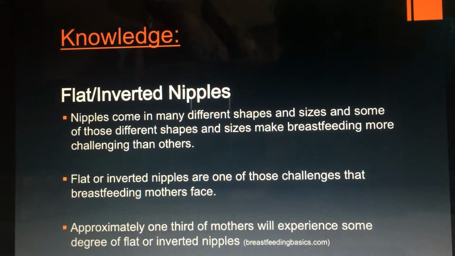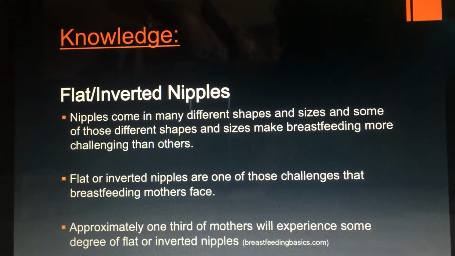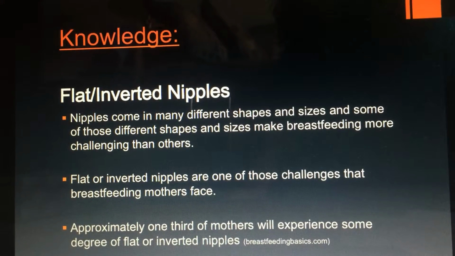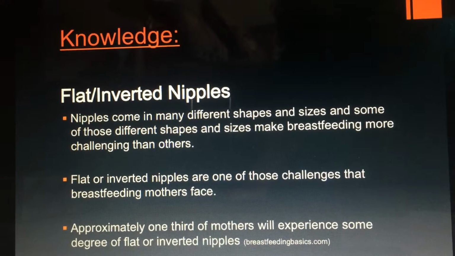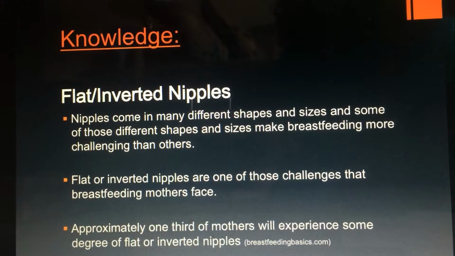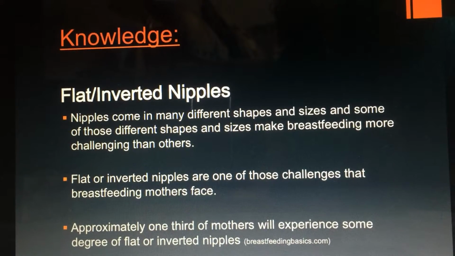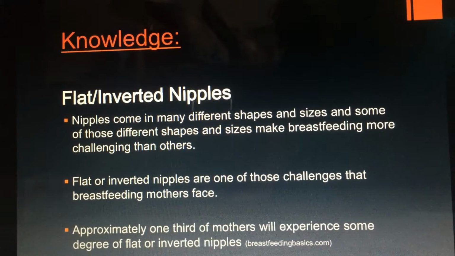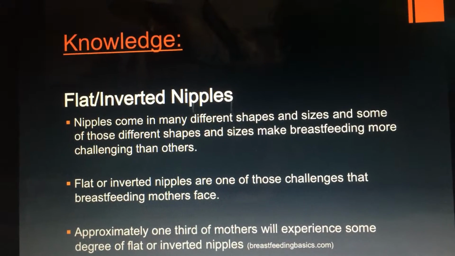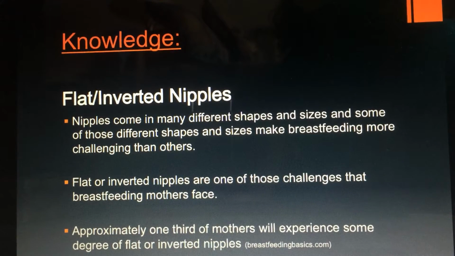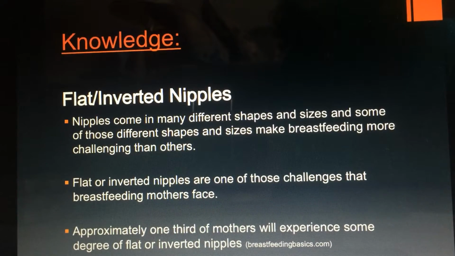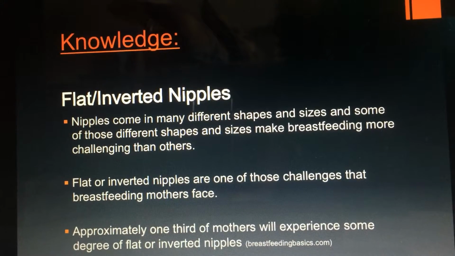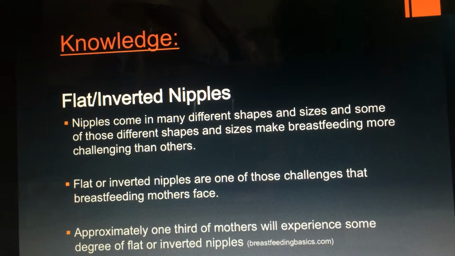The first step in this process was gathering all the knowledge I could around the topic. I first looked at flat and inverted nipples and the challenges that this can pose. Nipples come in many different shapes and sizes, and some of those different shapes and sizes make breastfeeding more challenging than others. Flat or inverted nipples are one of those challenges that breastfeeding mothers face. Approximately 1/3 of mothers will experience some flat or inverted nipples.